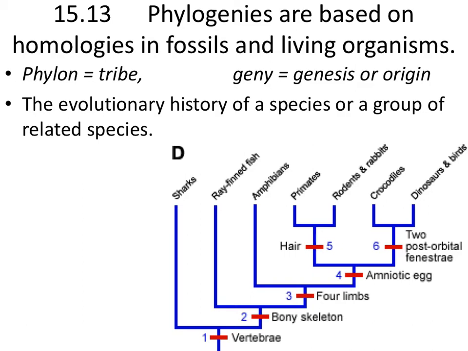This video will go over the second half of the Chapter 15 notes, which is all about cladograms and phylogenetic trees. Cladograms and phylogenetic trees are two ways to show the relatedness of species.